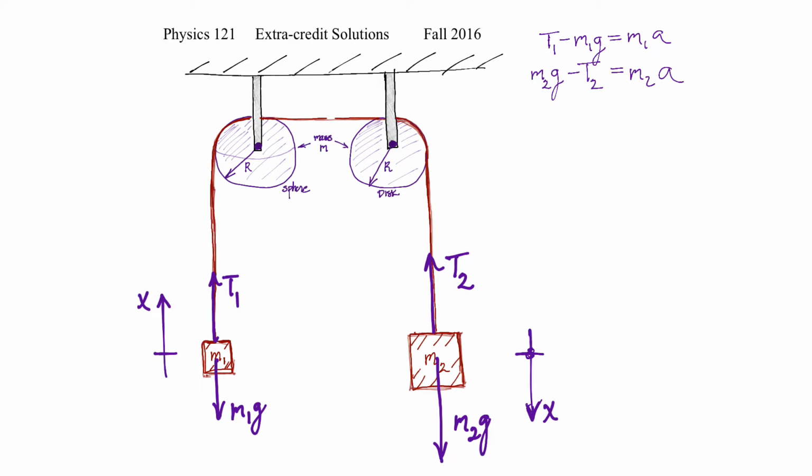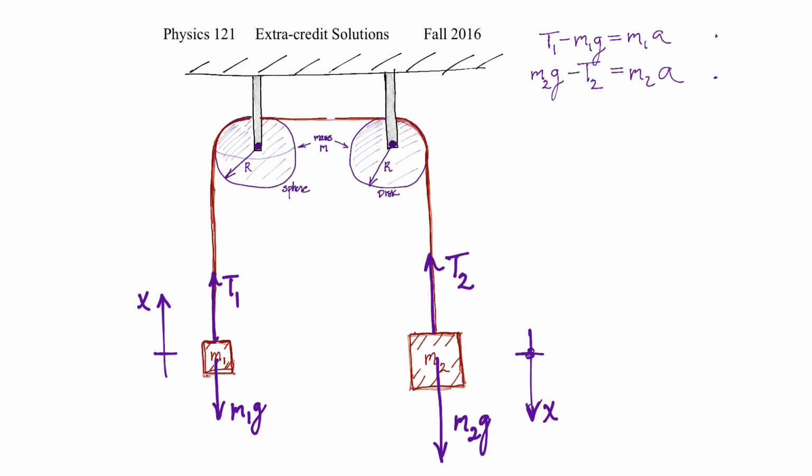And you might think from that we could solve the whole problem. But the reason we can't, of course, is because the tensions in the first and the second equation here, T1 and T2, are not the same. Okay, so now what we have to do is write down Newton's second law for each of the pulleys.